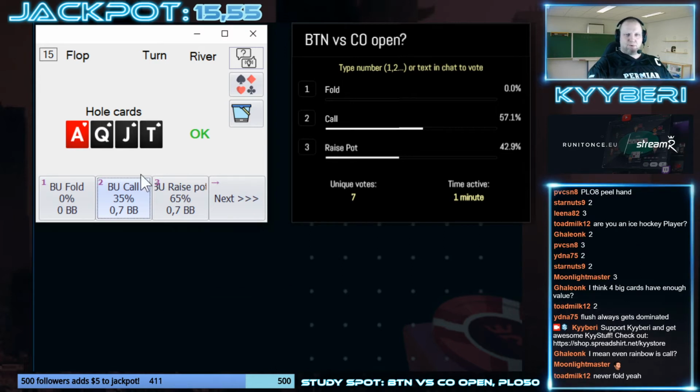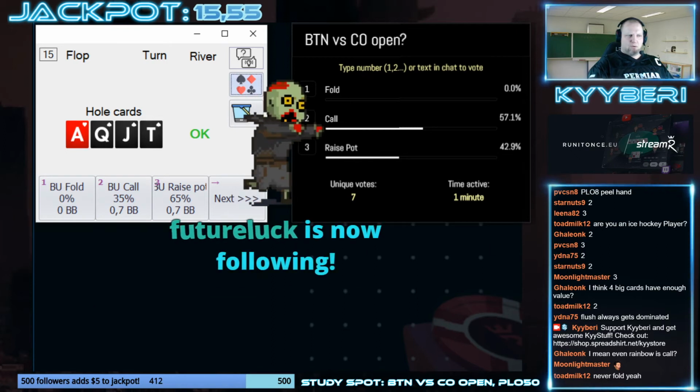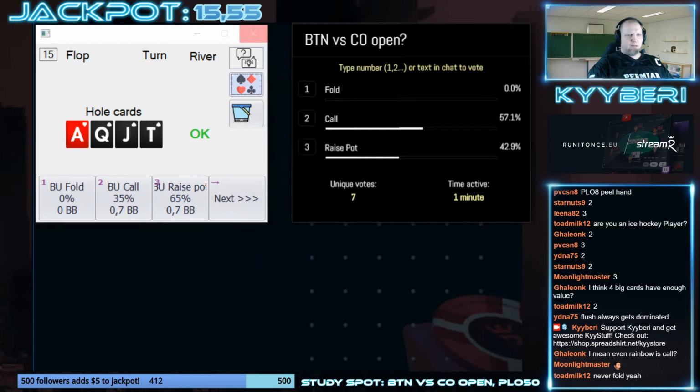Wow. Because I would say the 3 spades connected, you're blocking all the flush outs that might give you ever value if you make the flush. Wow. Thank you, Future Luck, for following. Just a second, I'm opening the suit box.